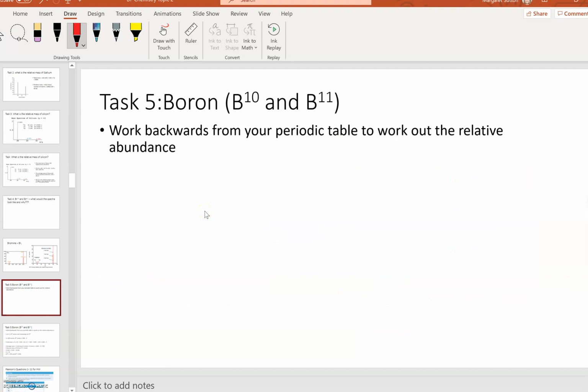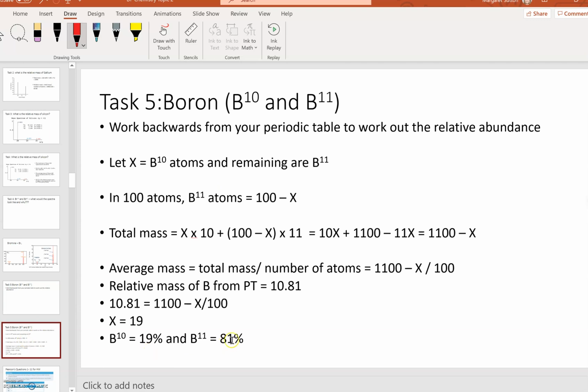The last thing that we're going to do just to finish off this lesson is, what if you had to work backwards? What if you were told to work out the relative abundance of an element, say boron here. Boron has two isotopes, B10 and B11, and if you look it up on the periodic table, you'll see that it has a relative mass of 10.8. So what we could do is actually work backwards from that, and here's the calculation that you would do.